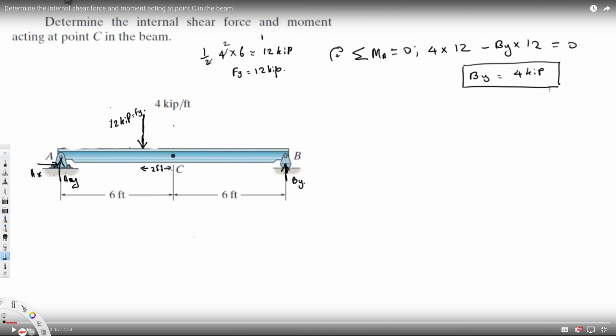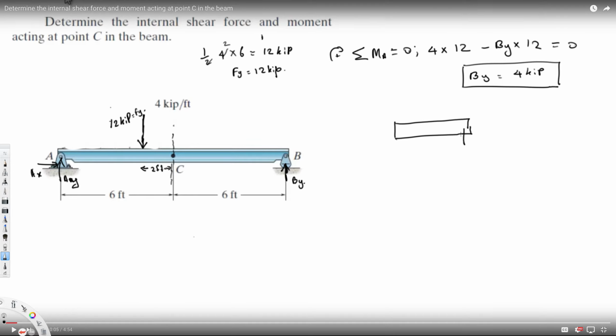Since we have found By, our main purpose now is to find the shear force and the normal force acting at point C. To do that, I can use the method of sections. I cut this part separately and solve this problem. So I'm going to draw this separately. We have B right here. Since the answer is positive, our assumption is right, it's acting upward. That's the only possible way, right?